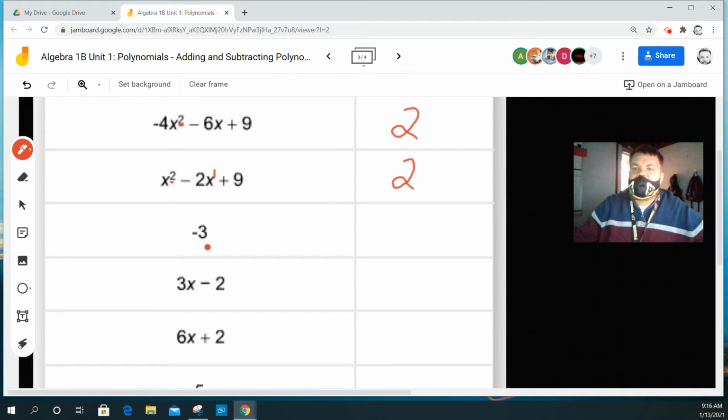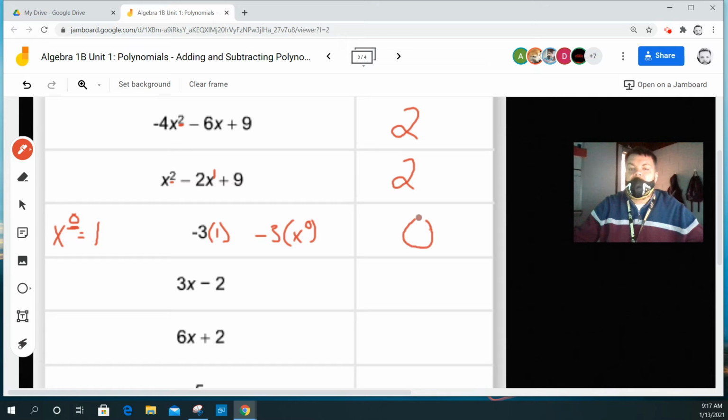Is there an x here? Isn't negative 3 the same as negative 3 times 1? Well, wait a second. What is x to the 0 equal to? 1. So could I say negative 3 times x to the 0? Well, that's the same as 1, right? So whenever you see a constant, that's the 0 power, or 0 degree. A constant is to the 0 degree.